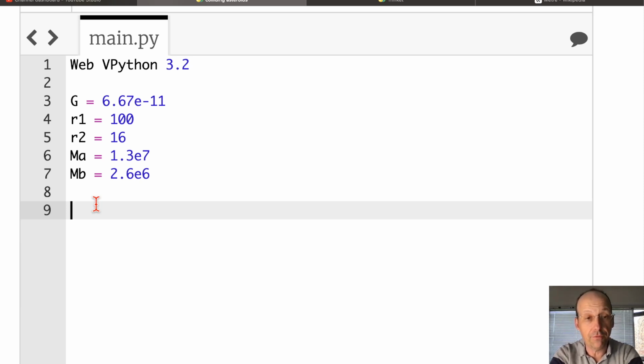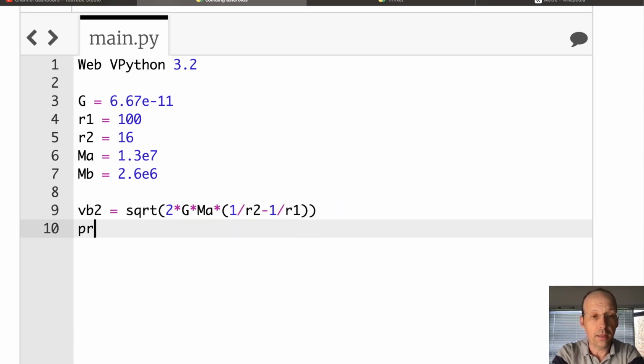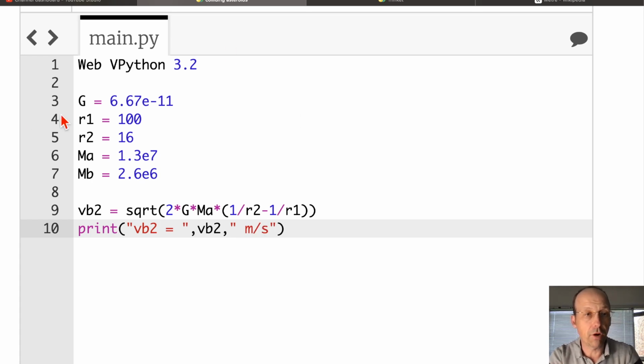So I'm going to say VB2 equals the square root of 2 times G times MA. Notice that MB doesn't show up in there, because if I hold MA stationary, it doesn't really matter what the mass of that is, because I'm assuming that it's just insignificant compared to A. Times 1 over R2 minus 1 over R1. I guess we should check the units on this too. I'll check that in a second. And then print VB2 equals VB2 meters per second. Run it.